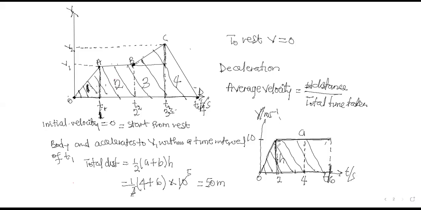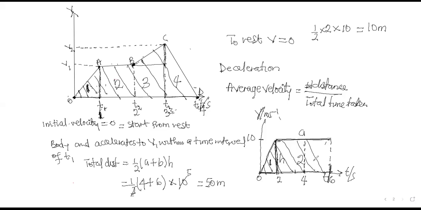This, I can also divide this whole area or shape into 2. This is 1, and the whole of this is 2. So the first one is the area of a triangle, which is half times the base. The base of the triangle is 2. Then the height of the triangle is 10, giving us 10 meters as this area.